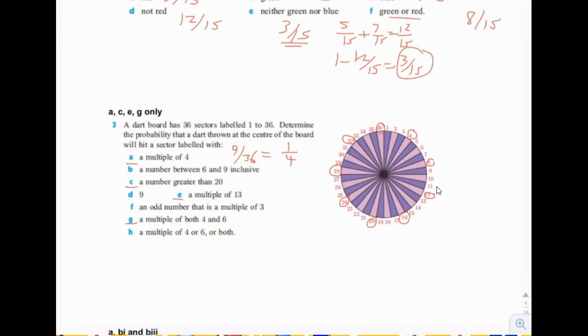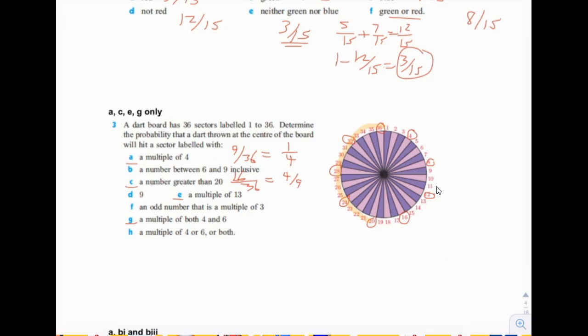What about C? A number greater than 20. So that would be 36 down to greater than 20. So it would be 21 to 36. 21 to 36 is 16 numbers. So that would be 16 divided by 36. You could reduce that to 4/9 if you wanted to.